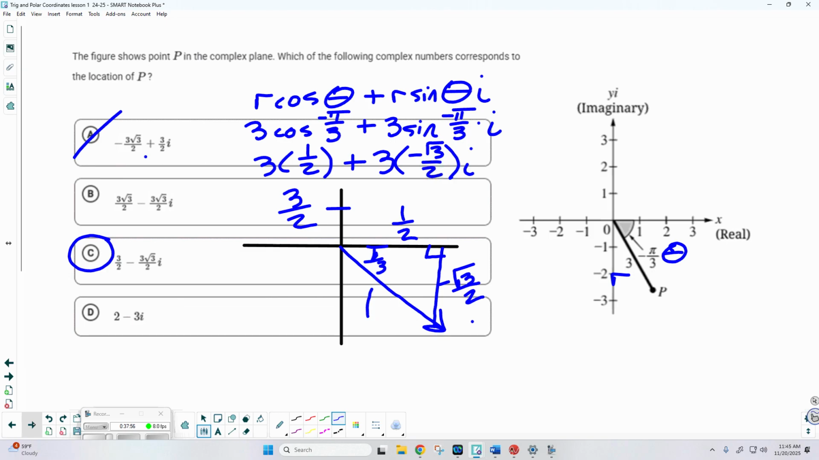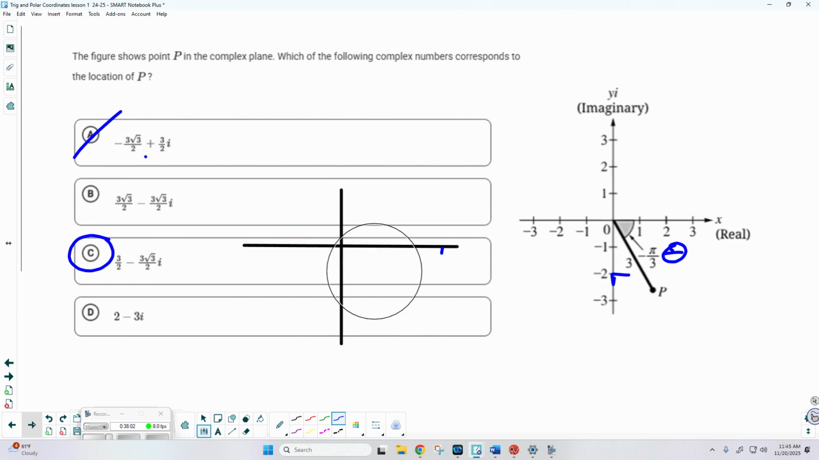All right, so that was one way we could have done it, and you would have gotten negative 3 root 3 over 2 here. Okay. Now, let's say you didn't want to go ahead and use that little formula right there. Let's actually use their diagram. Let's go ahead and use that to create a right triangle.